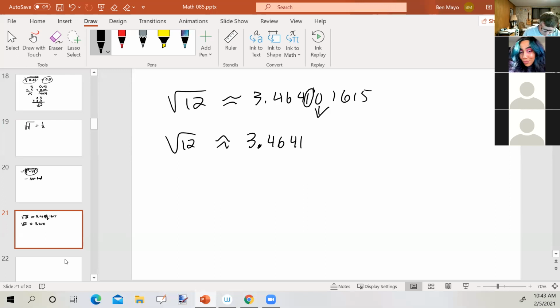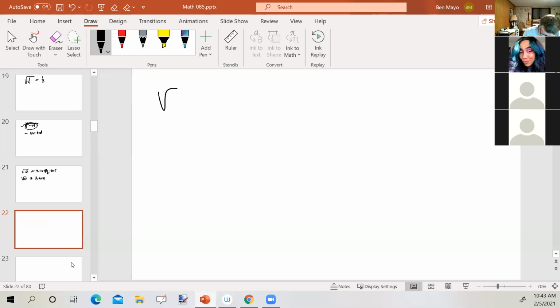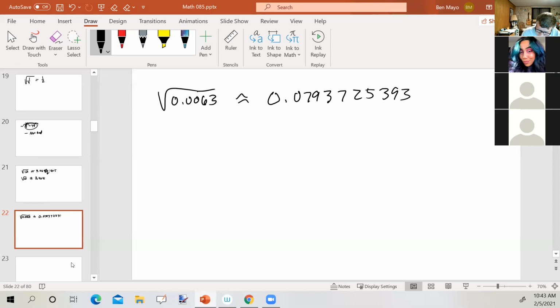And let's do one more of those. The square root of 0.0063. Okay, the square root of 0.0063 is 0.07937253993. 4 decimal places would be right there. The 7 would round up. So I would get 0.0794.